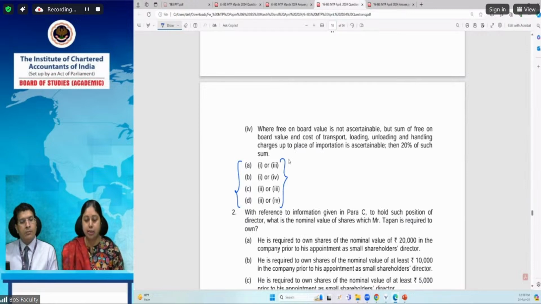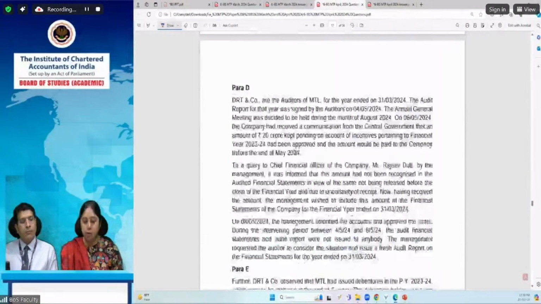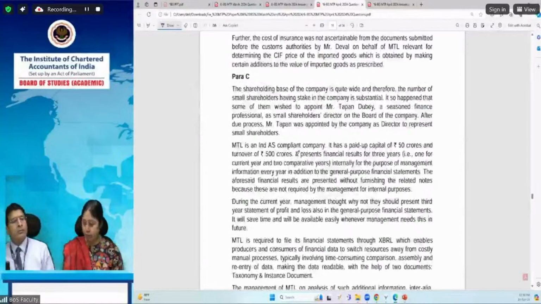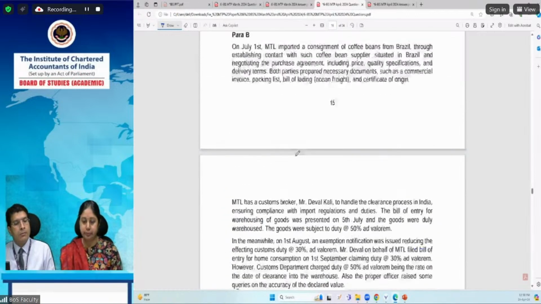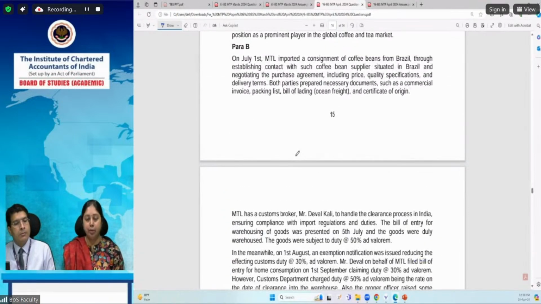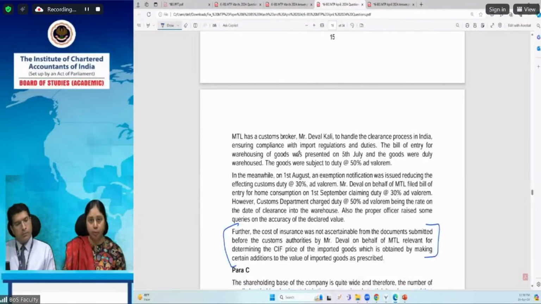Now in this case, let's go to para B quickly, because we'll try to take as many MCQs as possible. We'll take this one quickly. In para B, this is the relevant information for this particular MCQ, which says further the cost of insurance. Now, MTL has imported a consignment of coffee beans from Brazil. And with regard to that, some information is given that he has warehoused these coffee beans, and then when he filed the bill of entry for inward into bond bill of entry, then the ex-bond bill of entry, the timing of filing the two has been given to you.